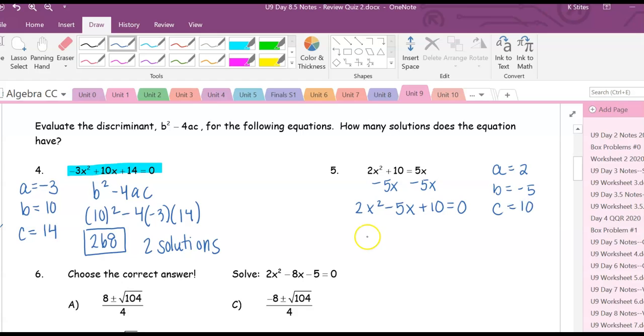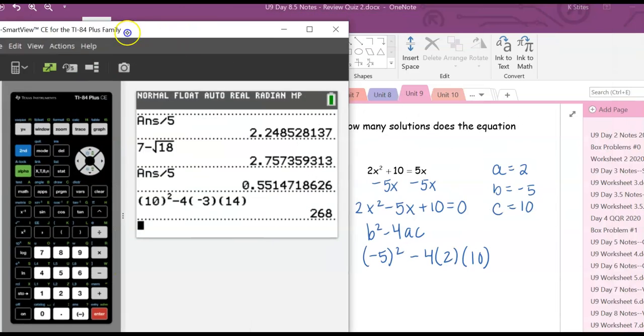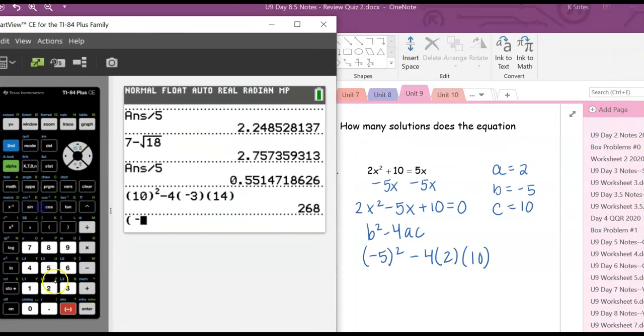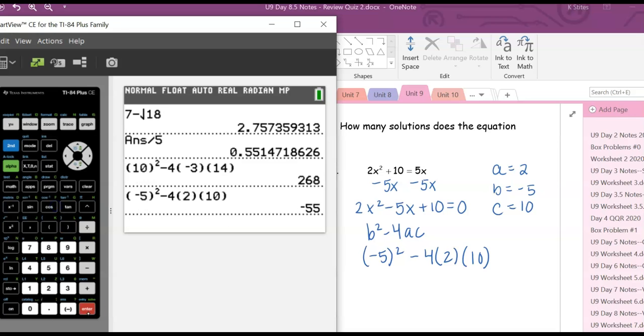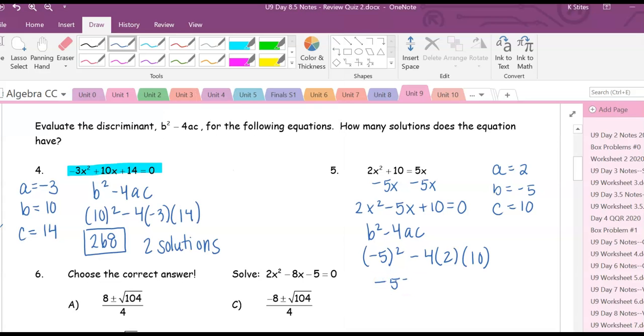All right, and now I'm ready to go ahead and plug in b squared minus 4ac. So my b value is negative 5. Again, make sure it's in parentheses. Squared minus 4. My a value is 2. And my c value is 10. And then we'll just go ahead and type that in. Yes, you need to have the parentheses. All right, like so. Enter, and we get a negative 55.